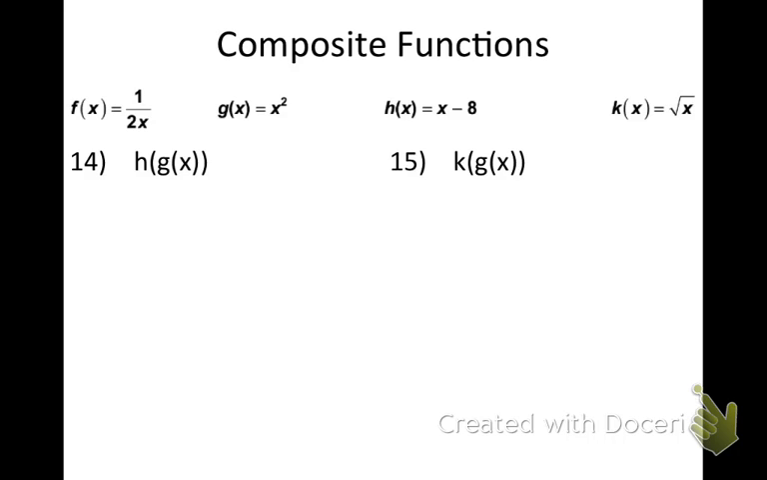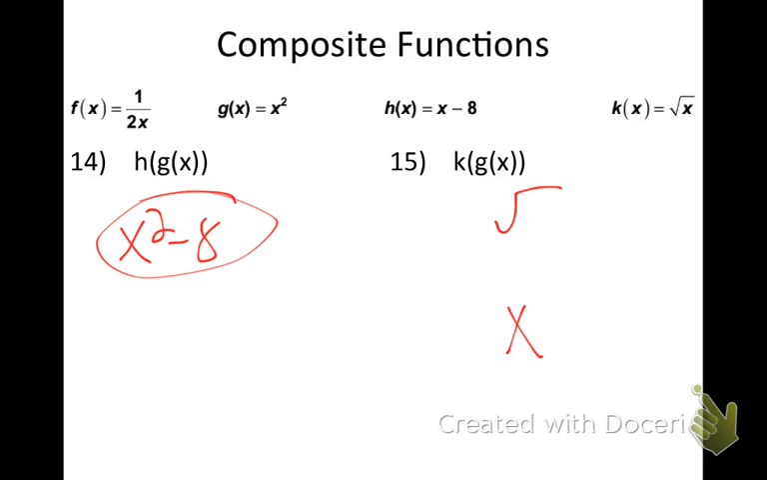Number 14, h of g of x. What do you get when you plug that in, John? You get x squared minus 8. And then number 15, k of g of x. What did you get, Maddie? You get just x, because you take g of x and plug it into k of x. So you get the square root of x squared, which is x. Nice job.